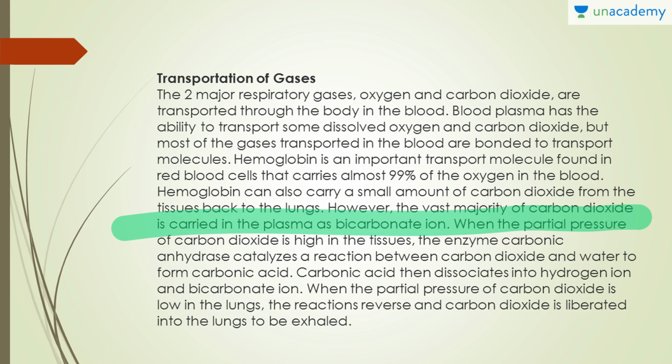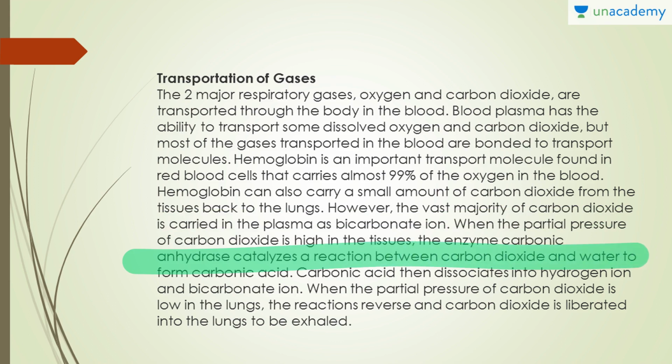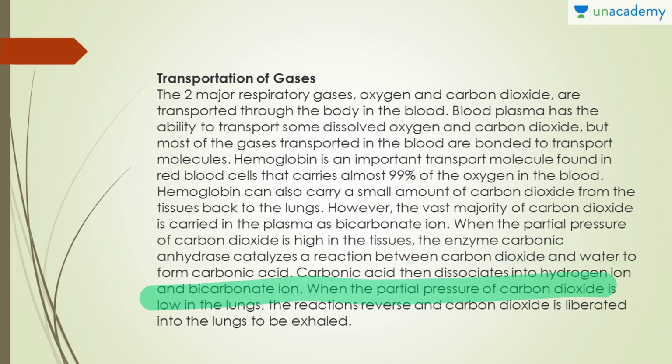When the partial pressure of CO2 is high in the tissue, the enzyme carbonic anhydrase catalyzes a reaction between CO2 and water to form carbonic acid. Carbonic acid then dissociates into hydrogen ion and bicarbonate ion. When the partial pressure of CO2 is low in the lungs, the reaction reverses and the CO2 is liberated into the lungs to be exhaled.